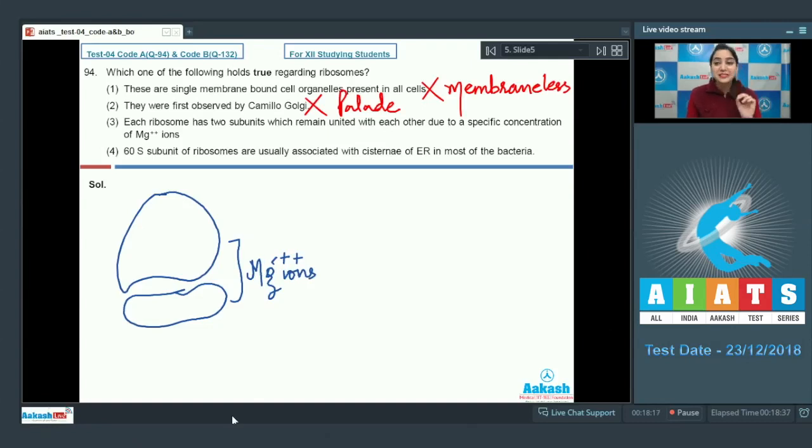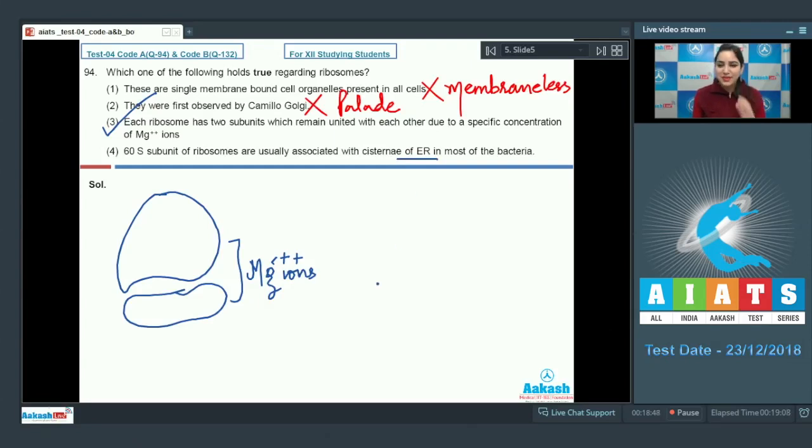And if the same is not maintained in a proper ratio, the dimer will not get associated. This statement is absolutely correct. I'm happy with it. But let's see option number 4 also. Option number 4 says 60S subunit of ribosomes are usually associated with cisternae of ER in most of the bacteria. I think some of you might have selected this also as the correct choice, but this is incorrect.